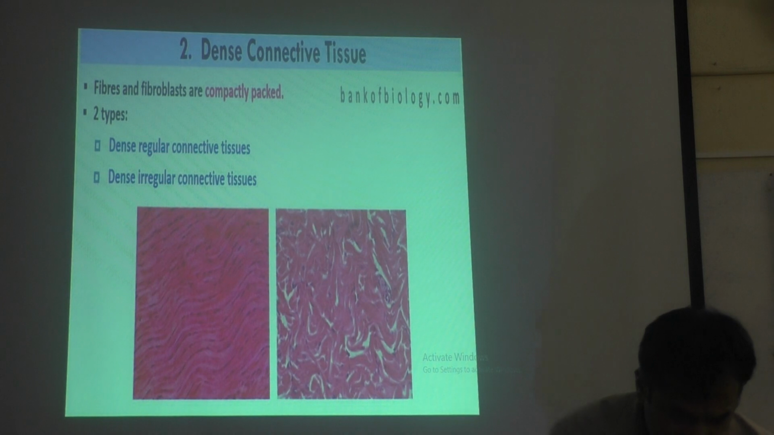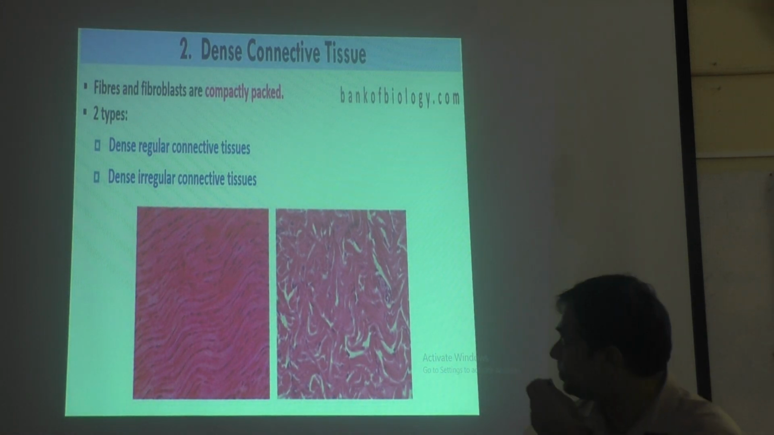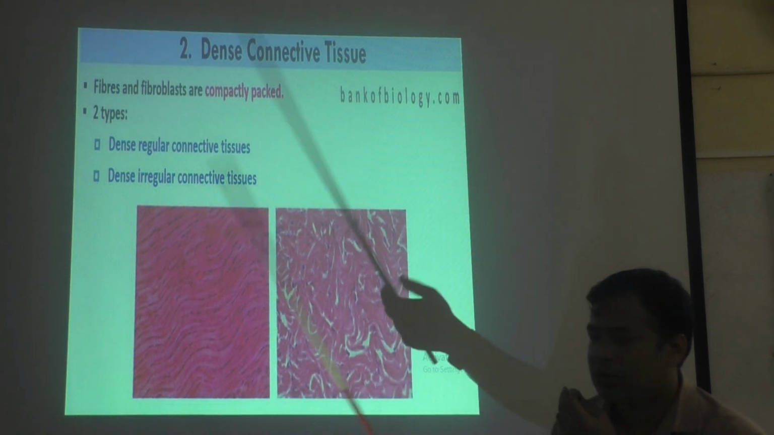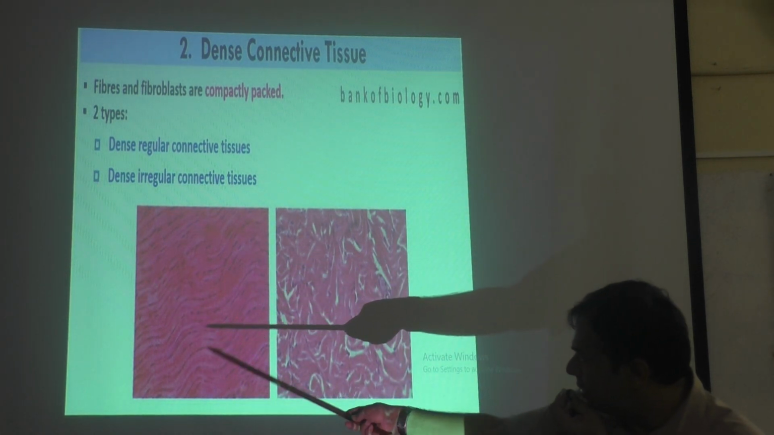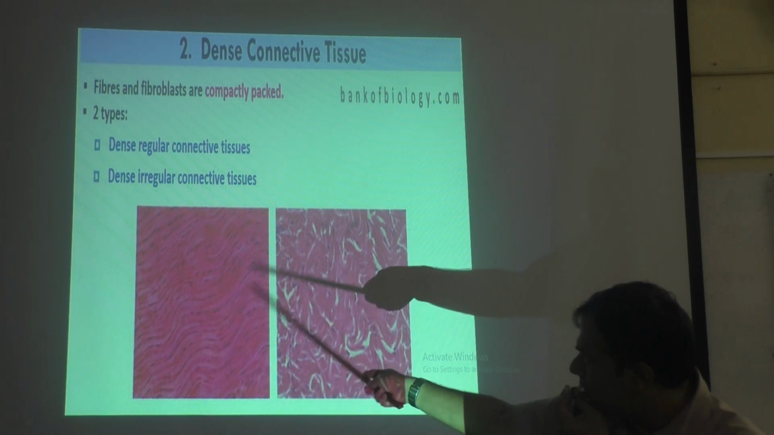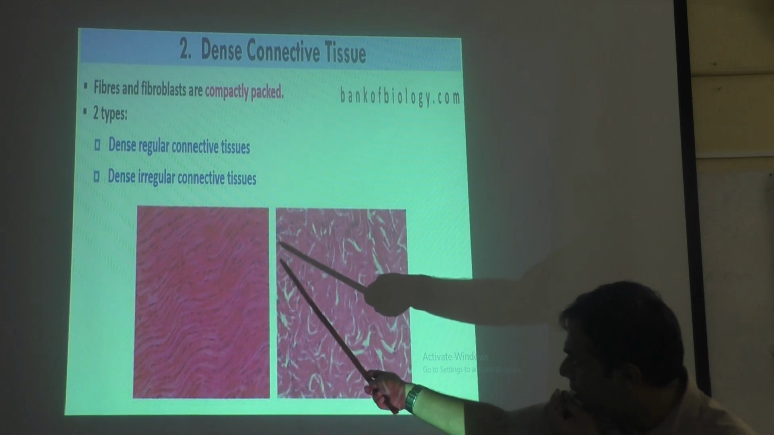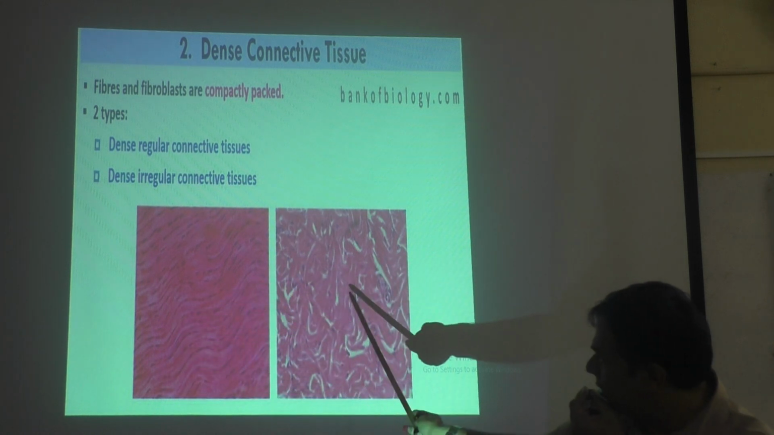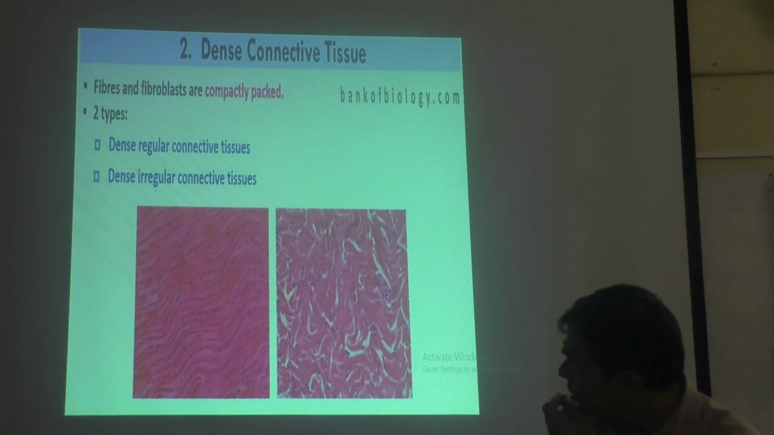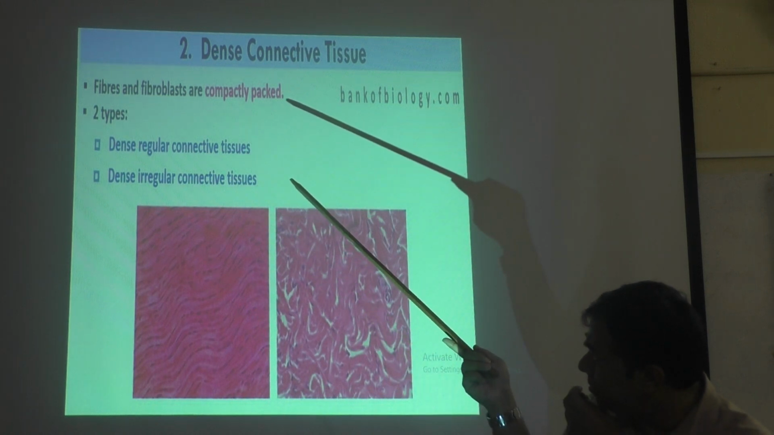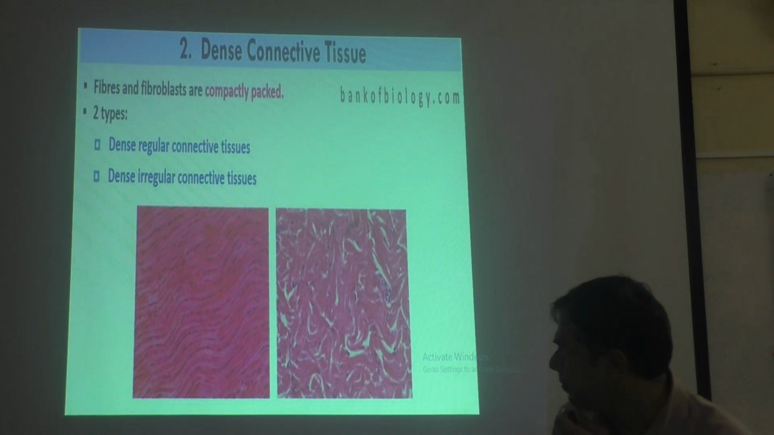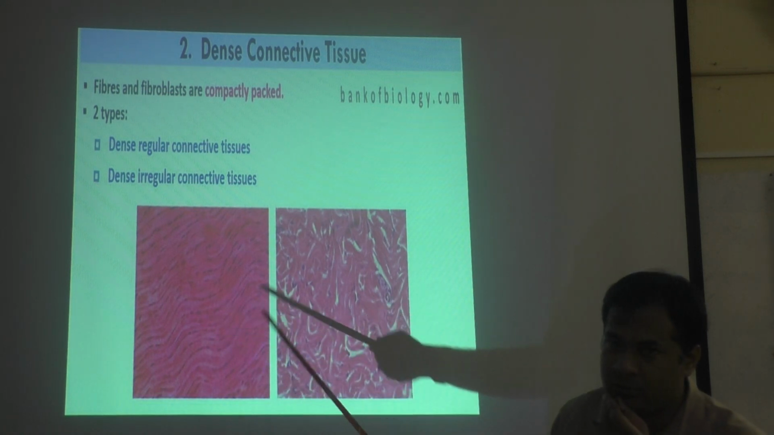Next what we have to discuss is dense connective tissue. You can see there, dense connective tissue has again two types. Regular means all the thread-like structures are arranged in a regular fashion, in a particular design in a line, but here it is irregularly arranged. You can see it is spread completely. Fibers and fibroblasts are compactly packed here, very little space is there. You can see there is no space in this diagram.